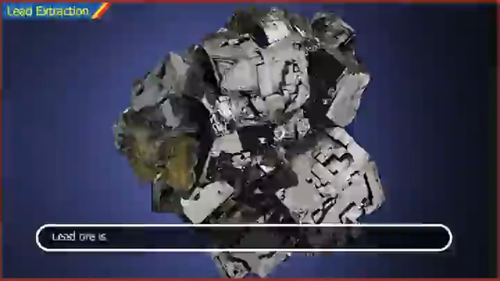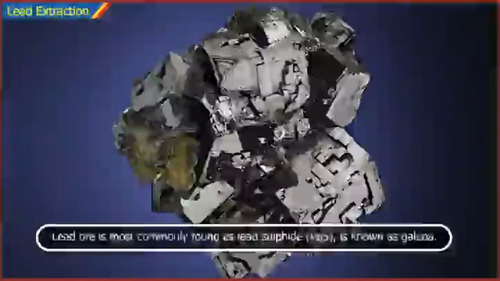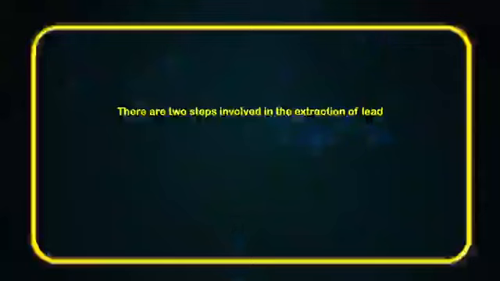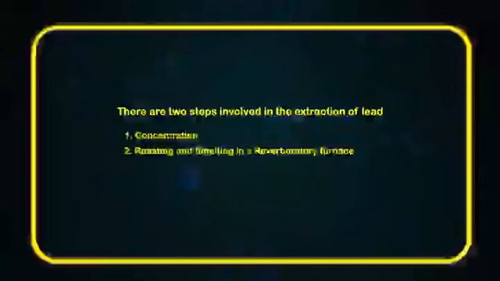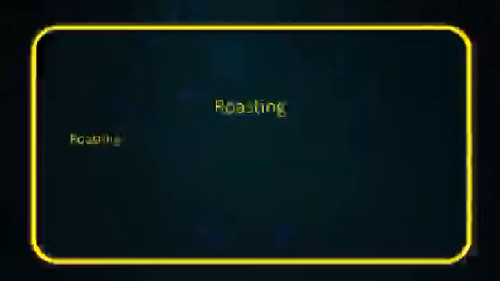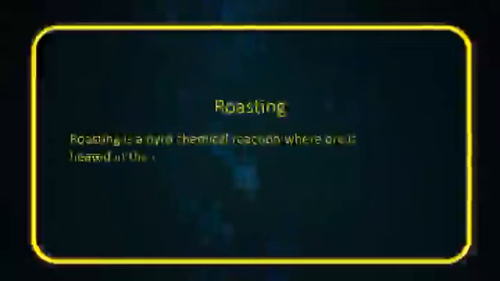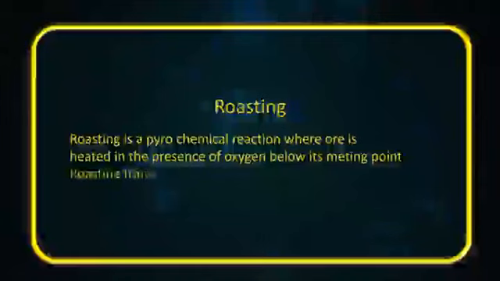Lead ore is most commonly found as lead sulfide, that is PbS, known as galena. There are two steps involved in the extraction of lead. One is concentration, two is roasting and smelting in a reverberatory furnace. Roasting. Roasting is a pyrochemical reaction where ore is heated in the presence of oxygen below its melting point. Roasting transforms sulfide ores into oxides.